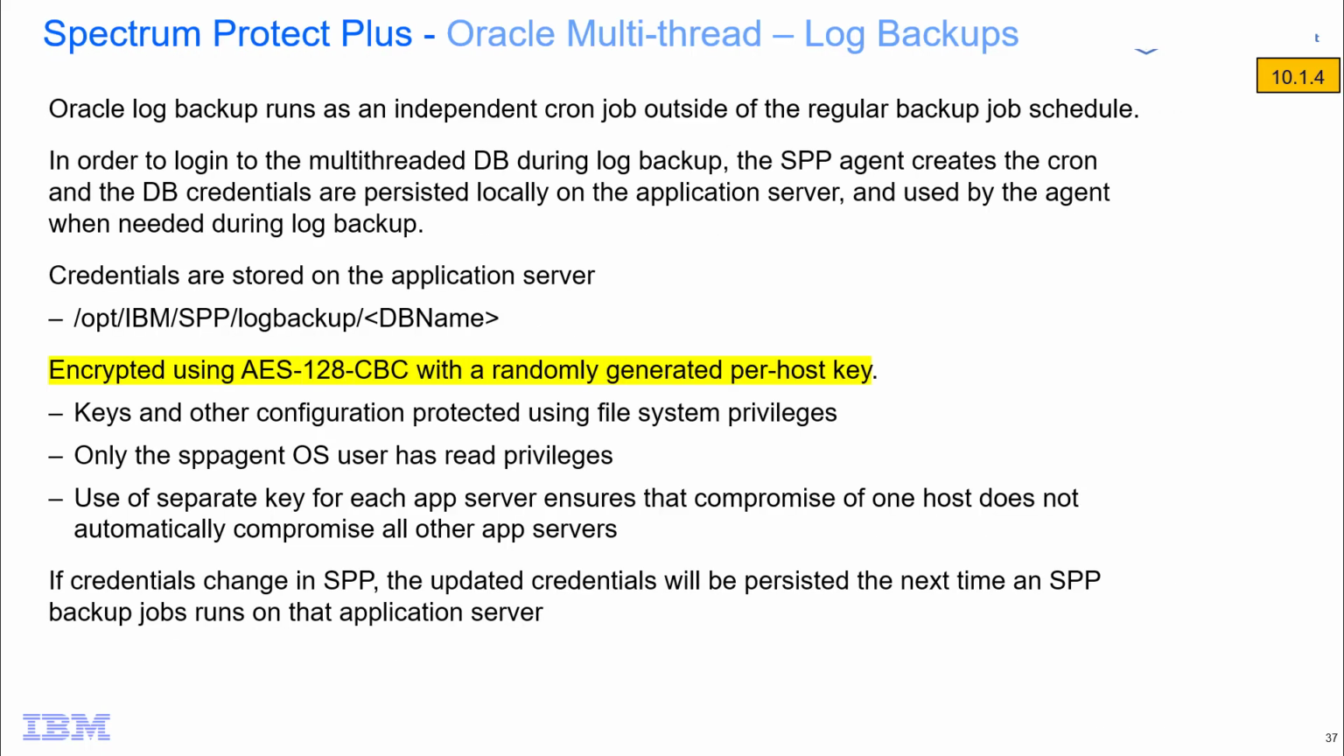With Spectrum Protect Plus, we do support Oracle multi-threaded log backups. It is encrypted using AES 128, and that is a randomly generated key. The keys and other configurations are protected using file system privileges, and only the SPP agent OS has read privileges for those. Now, you do use a separate key for each app server, and that's going to ensure that if one is compromised, then the others won't be compromised.